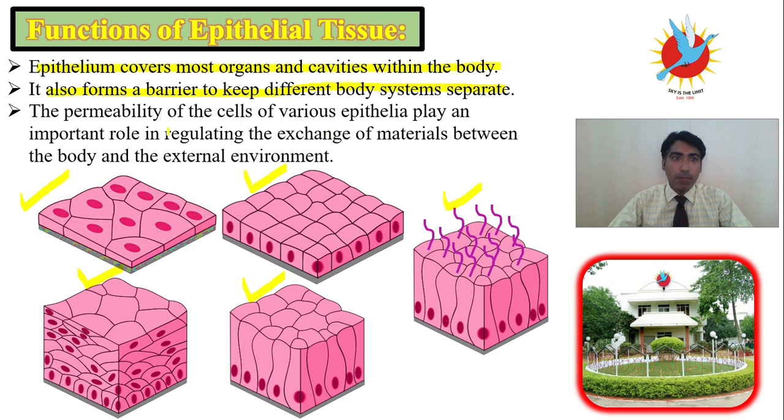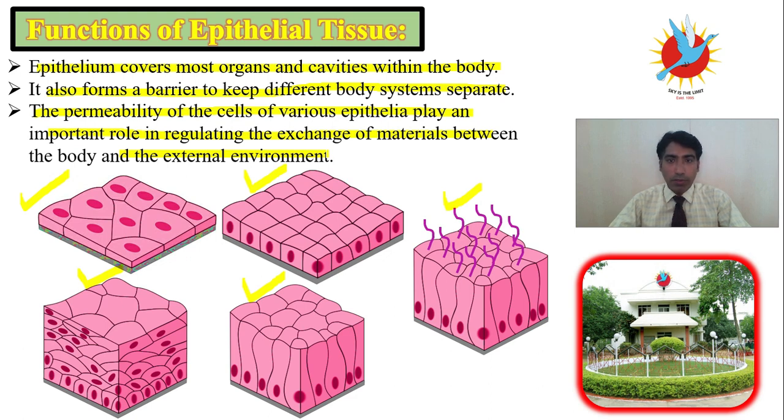Through its packaging nature, the permeability of the cells of the various epithelia plays an important role in regulating the exchange of material between the body and the external environment. As you know that these tissues remain present in the respiratory tract and in the digestive tract. So these are very helpful in the exchange of certain things from the external environment to the body. Now that is enough about the epithelial tissue.